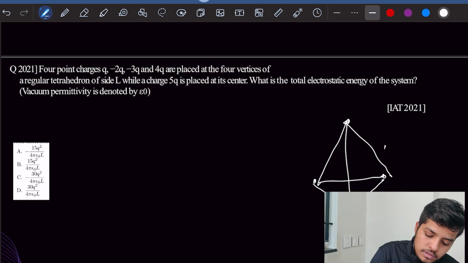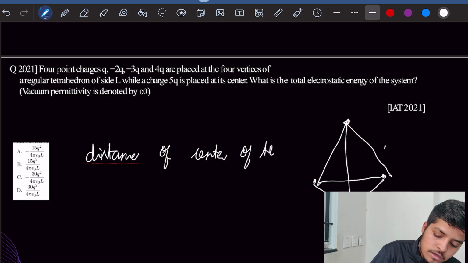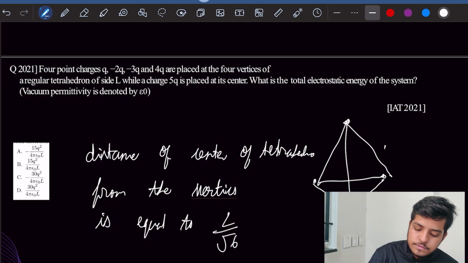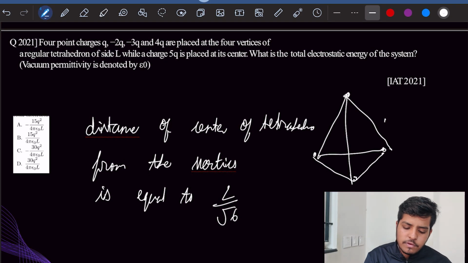So the distance of the center of the tetrahedron from the vertices is equal to L upon root 6. Now what do we have to find? We have to find the individual energy from all charges. So let's find it for 5q.